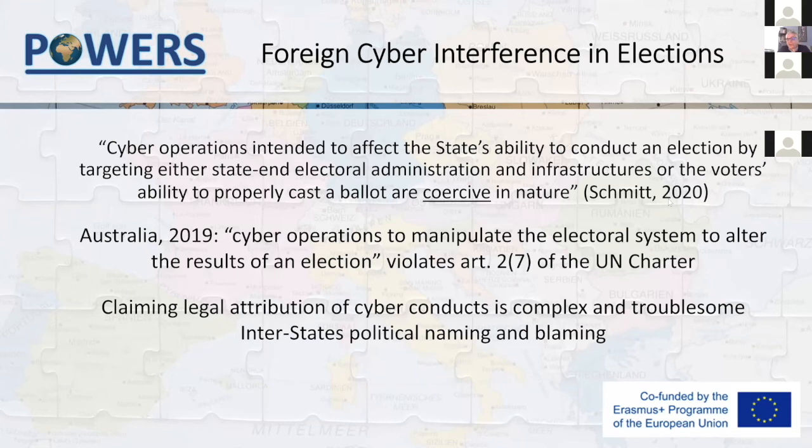What we are witnessing in the last years is not claiming legal attribution for foreign interference. We are looking at interstate political naming and blaming. So I point the finger against that state because, according to me, there was a foreign interference in my election. But basically, it's a political struggle, it's political naming and blaming. Until now, we have no legal attribution of responsibility, because, as I said, it's quite complex for technical reasons, of course, to understand the real situation.